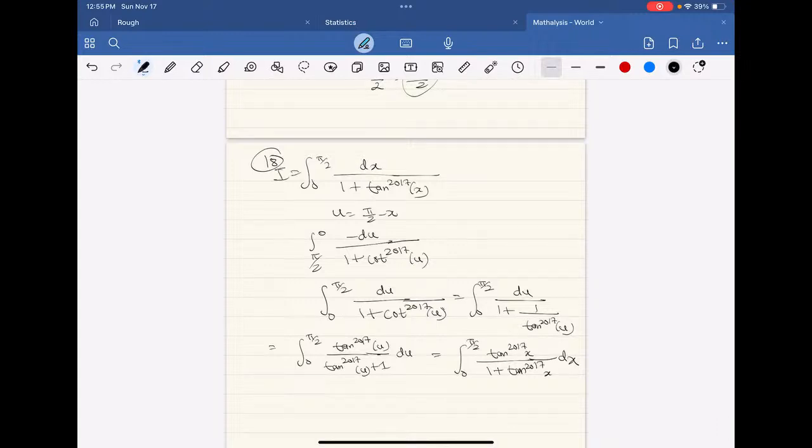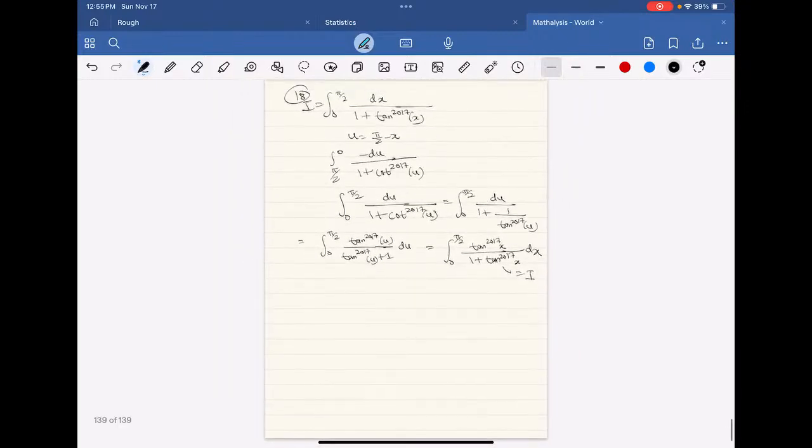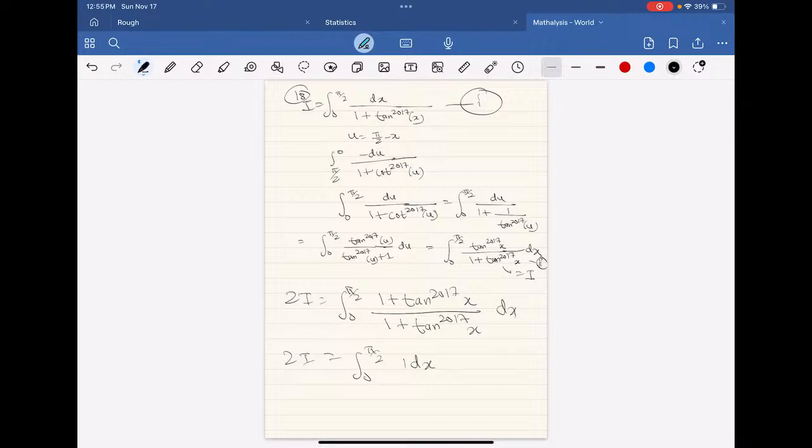Now notice that if this is I, this is also I, right? This final result is also I, right? And if I add these two integrals, I get 2I, since the limits of integral are the same and since the denominator is also the same, I can add numerators. So 1 plus 10 to the power 2017x, I am adding this one and this one, right? So divided by 1 plus 10 to the power 2017x, which is the denominator. Now that just cancels and becomes 2I is equal to integral from 0 to pi by 2 of 1 dx. So this is just pi by 2. So I becomes pi by 4. That was such a beautiful integral, right, guys?